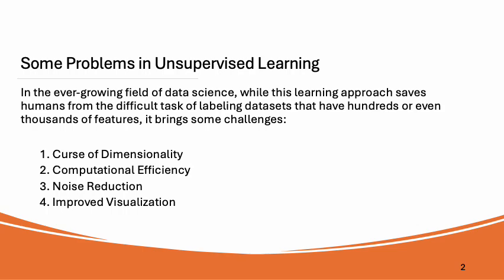As the number of features increases, the volume of the feature space increases exponentially. This means that data points become sparse, making it difficult for algorithms to find patterns. High-dimensional data can lead to overfitting, where the model learns noise instead of the underlying patterns.